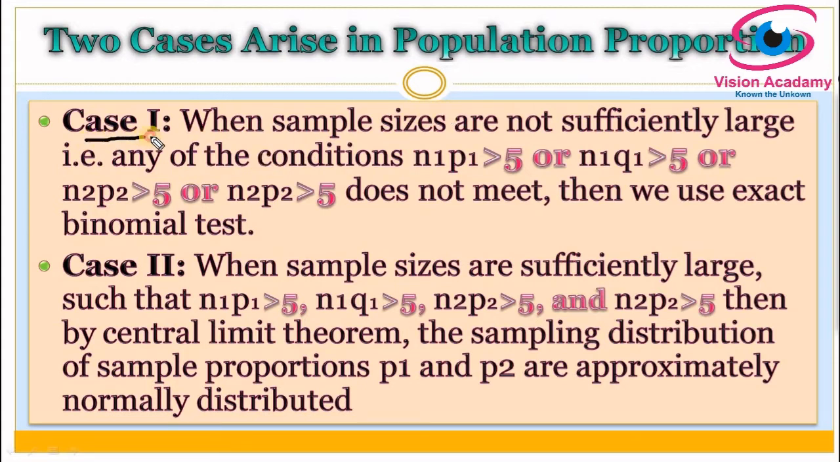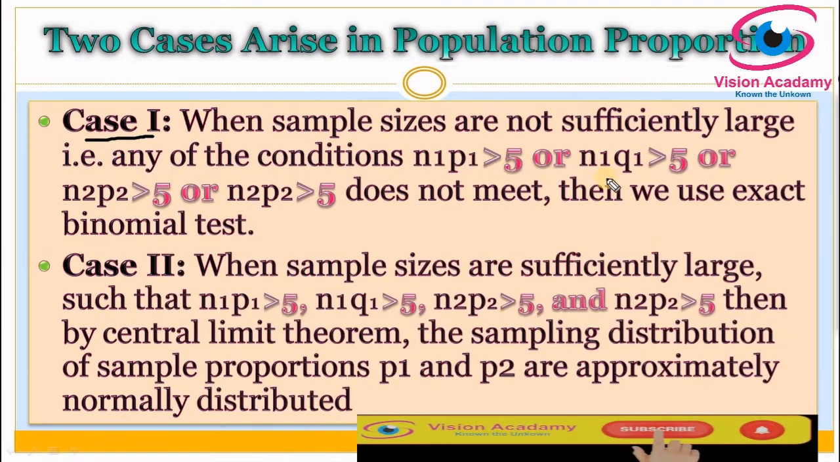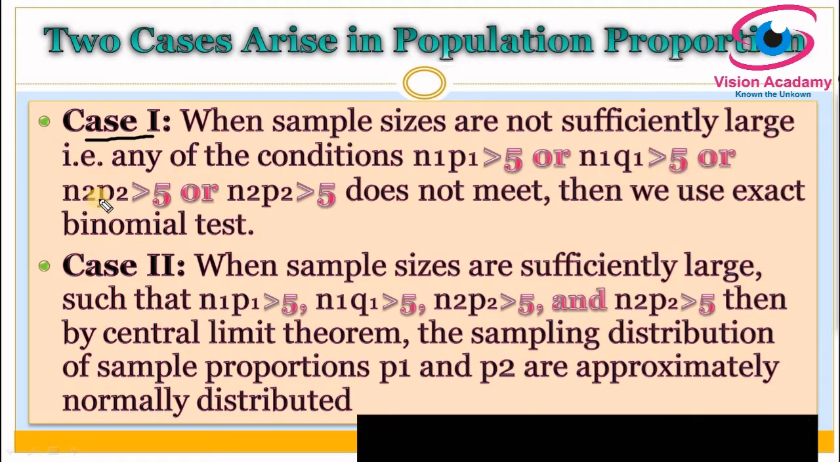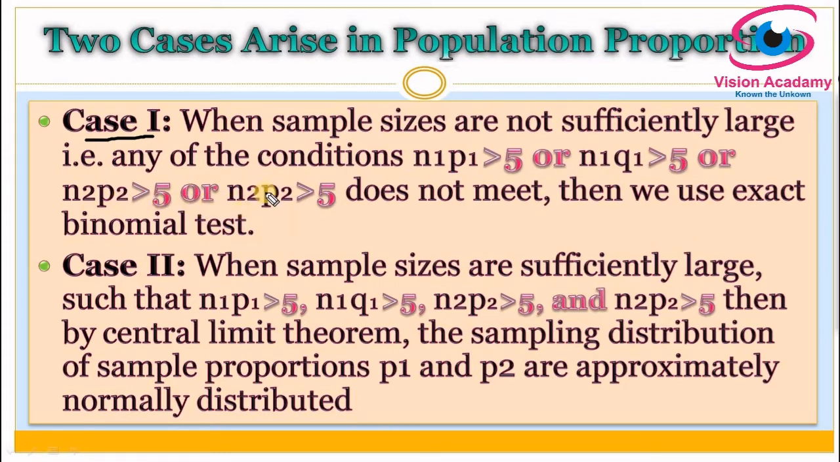As we know, case one is when the sample sizes are not sufficiently large, that is, any of the conditions like N1 P1. Earlier we dealt with NP because we had only one population. Here we have two populations. So N1 P1 must be greater than 5, and N1 Q1 must be greater than 5, and N2 P2 greater than 5, and N2 Q2 greater than 5. If any of the conditions N1 P1, N1 Q1, N2 P2, N2 Q2 is not greater than 5, we have to deal with this under the binomial test.